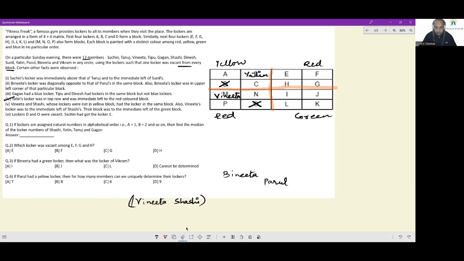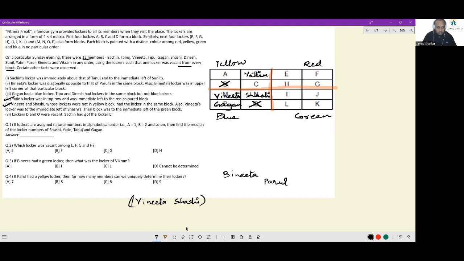Sorry, not red, I made a mistake. This will not be red. This will be blue. The color left is blue. Vinita is here. Shashi is here. This point is done. Additionally, look at point number 3 now. Gagan had a blue locker. The only way Gagan can come is at T. So this is where Gagan is.